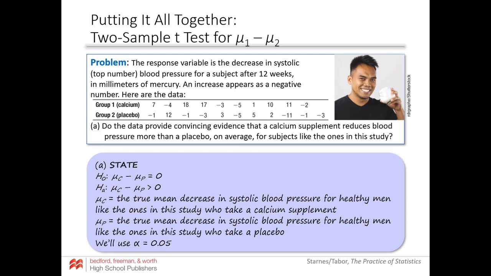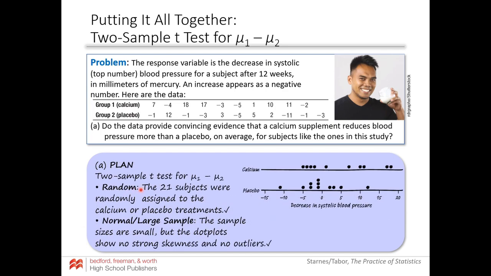All right, so next section is plan. Are all three of our conditions met? And state our inference method. So we have a 2-sample t-test for mu1 minus mu2. Is it random? The 21 subjects were randomly assigned to the calcium or placebo treatments, so we're good to go. Is there a normal large sample? The sample sizes are small, but the dot plots show no strong skewedness and no outliers, so we have to actually draw those out.